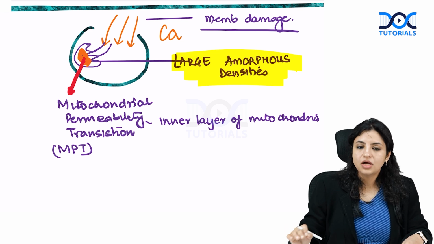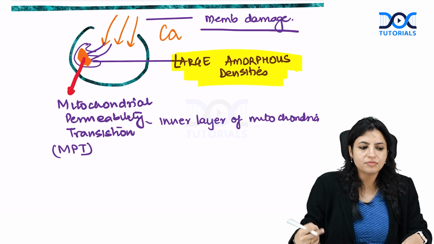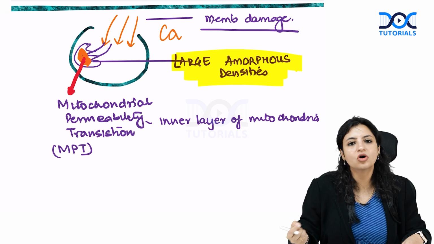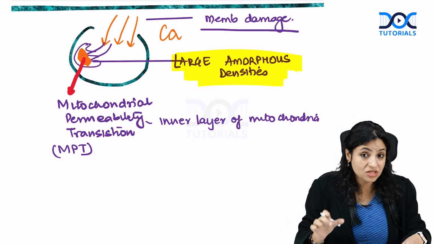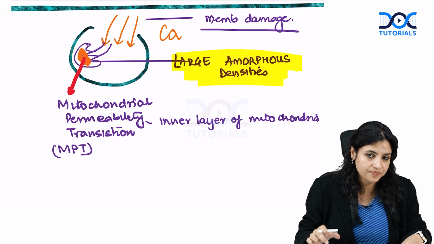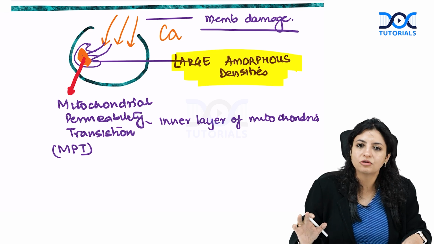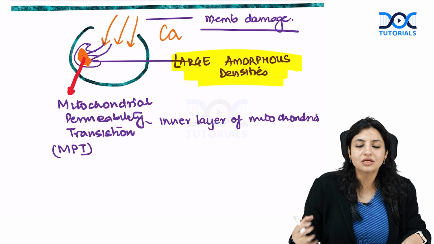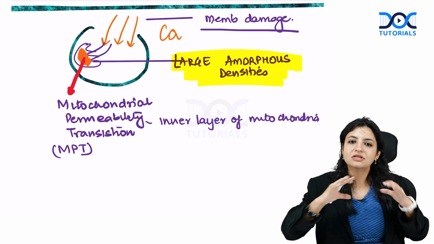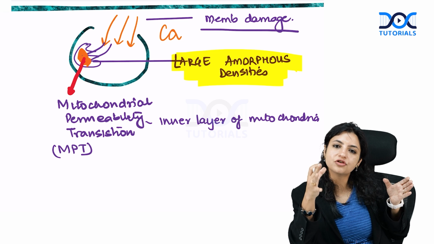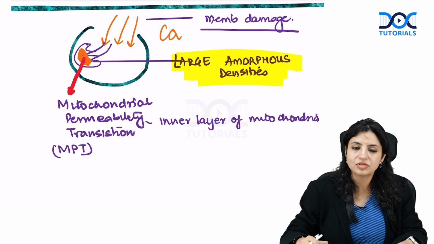Okay, so now everybody clear with large amorphous densities? Somebody says small amorphous densities. Small amorphous densities can be seen in reversible cell injury also. But when they use this term large amorphous densities, this is because of formation of mitochondrial permeability transition, and this is due to excess calcium coming inside the mitochondria, and this interplay is a very classical feature of irreversibility. It's an irreversible cell injury.